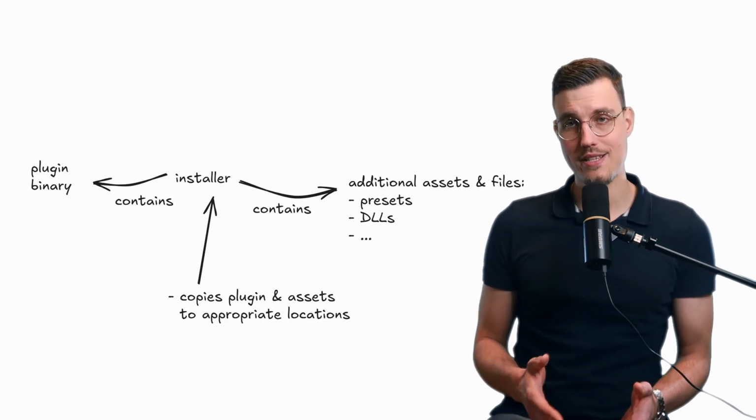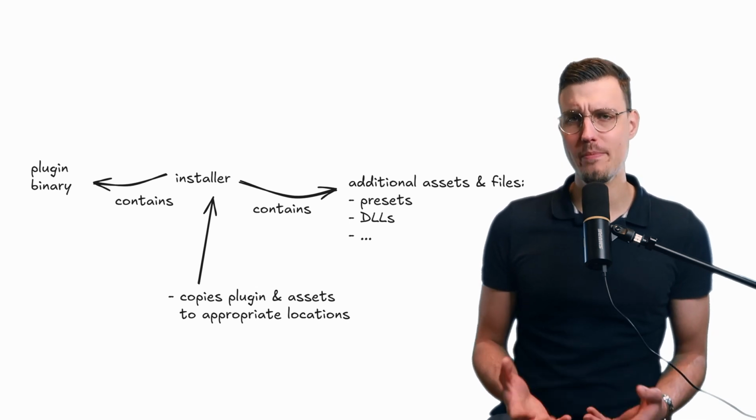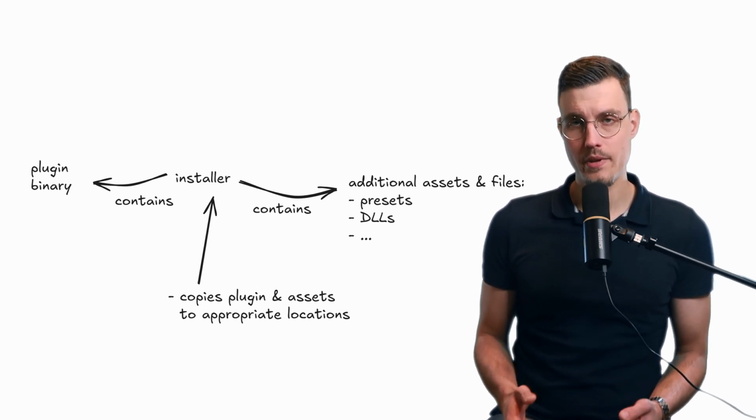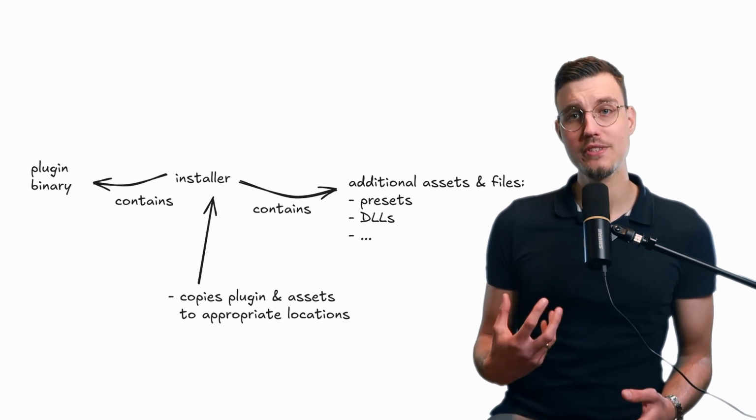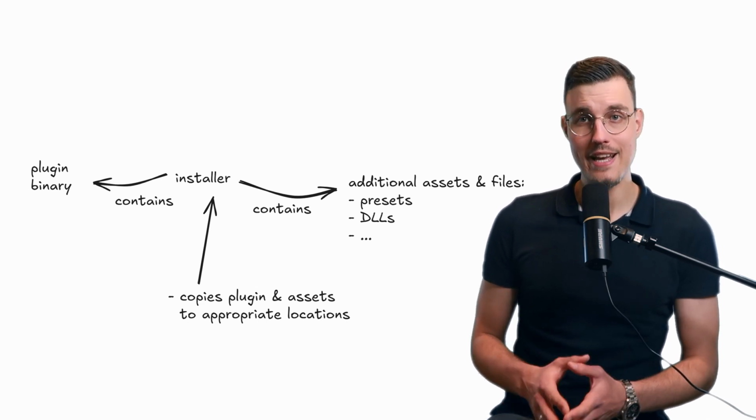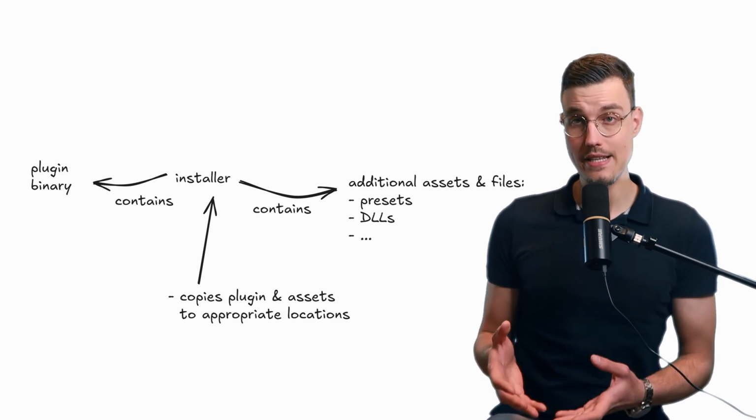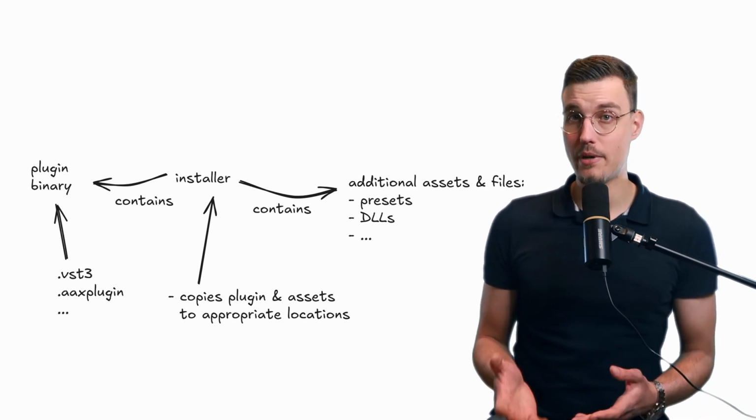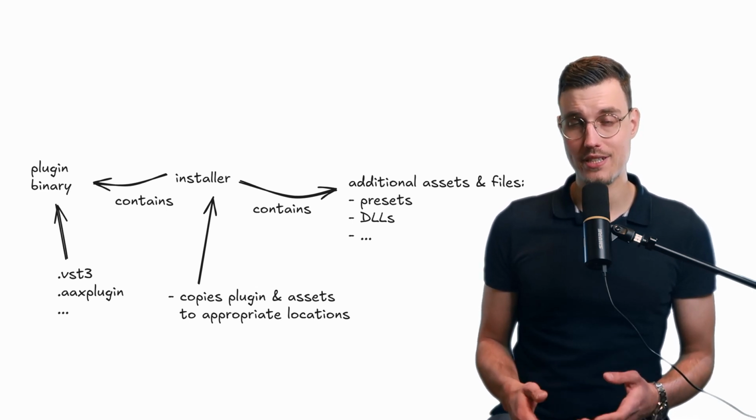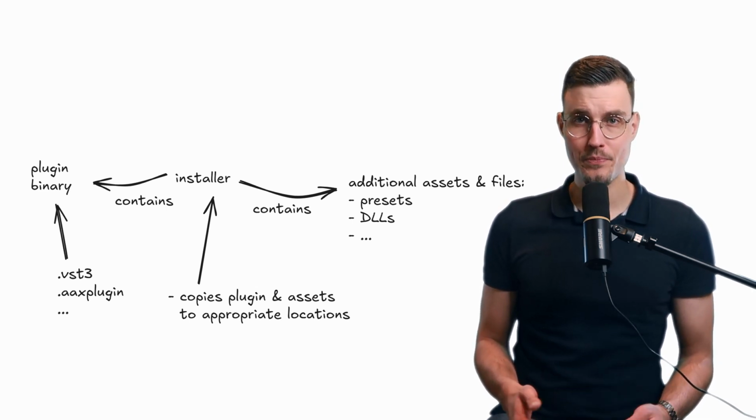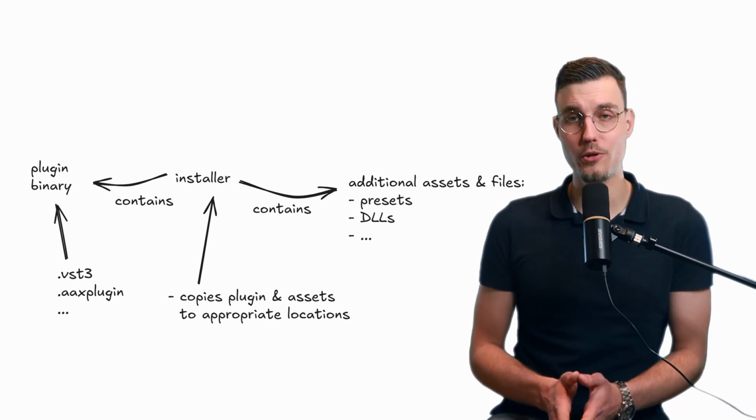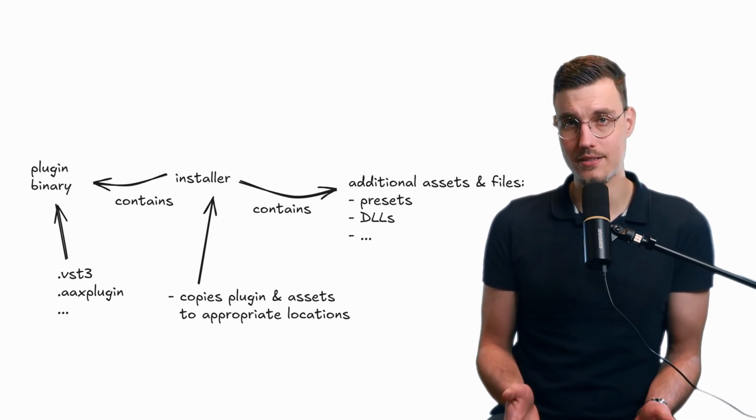Let's start by revisiting how plugin distribution without WebViews works on a high level. When you want to share the plugin you made with the world, you need to package it for distribution. Traditionally, this means creating an installer or simply shipping the plugin binary to your customers. An installer is an executable file that contains the plugin binary in the desired format and any additional assets and files the plugin needs to run correctly. The plugin binary is in one of the plugin formats, for example, VST3, AU, or AAX. The additional files may contain presets or dynamically linked libraries, DLLs.